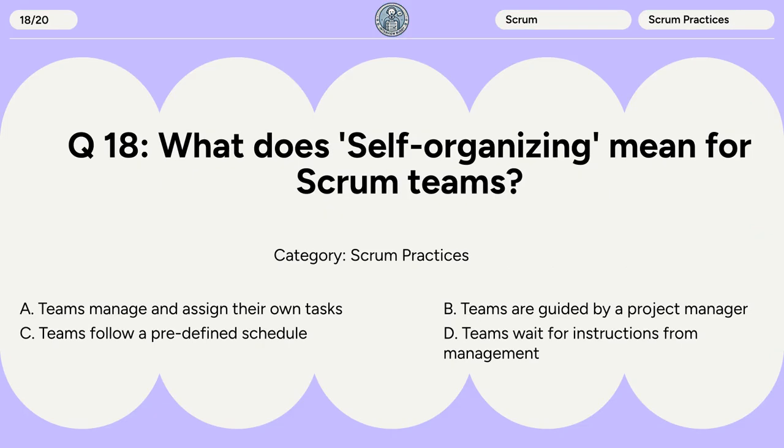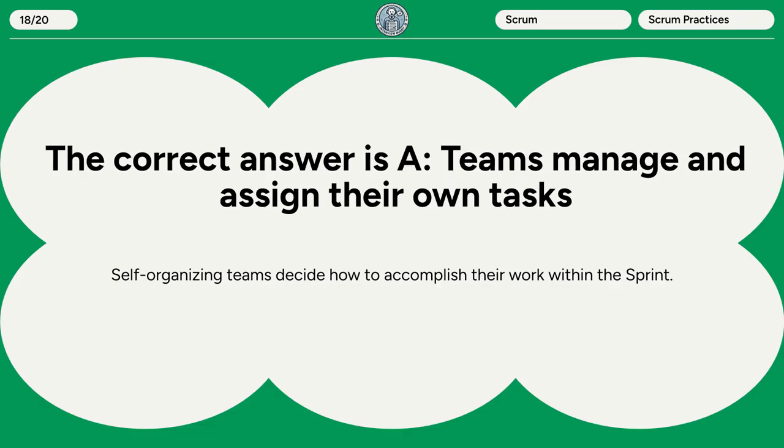Question 18. What does self-organizing mean for Scrum teams? A. Teams manage and assign their own tasks. B. Teams are guided by a project manager. C. Teams follow a predefined schedule. D. Teams wait for instructions from management. The correct answer is A. Teams manage and assign their own tasks. Self-organizing teams decide how to accomplish their work within the sprint.